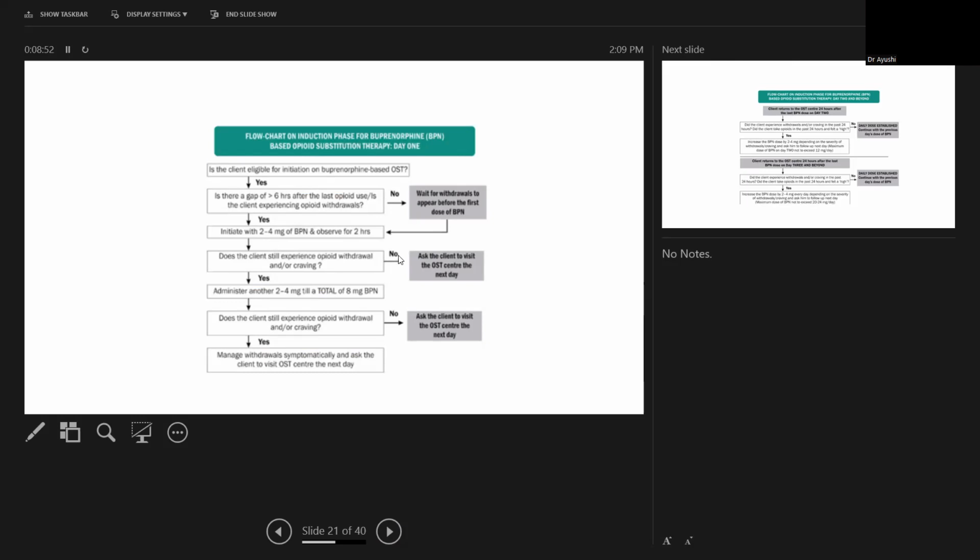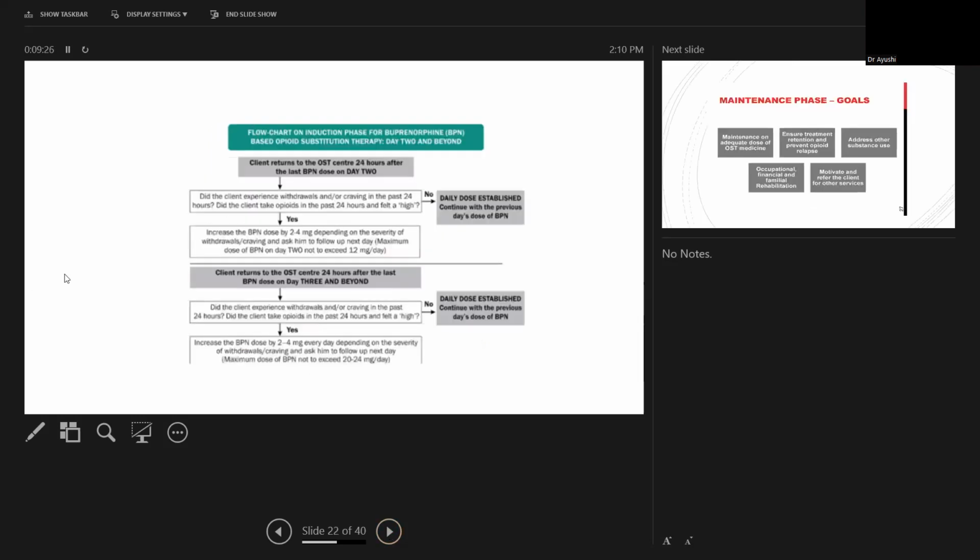Then, does the client still experience opioid withdrawal and/or craving? No, then we'll ask the person to come the next day. If yes, then we'll administer another 2 to 4 mg till a dose of 8 mg of buprenorphine is given. But we do not exceed more than 8 mg on the first day. And if the person is still experiencing withdrawal, then we will manage withdrawal symptomatically and we'll ask the person to visit the next day. And if the person is not experiencing withdrawal, then we'll still ask the person to visit the next day. But more than 8 mg is not recommended.